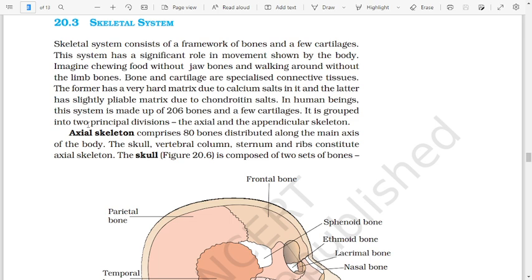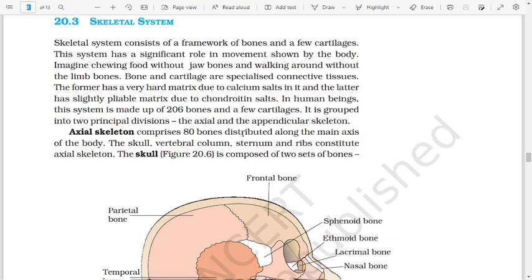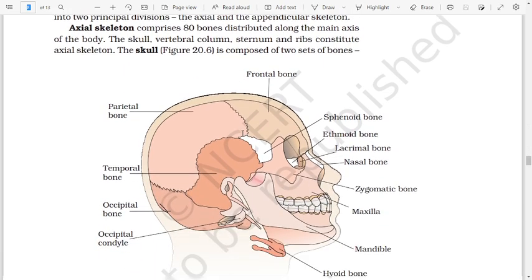In human beings, this system is made up of 206 bones and a few cartilages. It is grouped into two principal divisions, the axial and the appendicular skeleton. Axial skeleton comprises 80 bones distributed along the main axis of the body. The skull, vertebral column, sternum, and ribs constitute the axial skeleton.